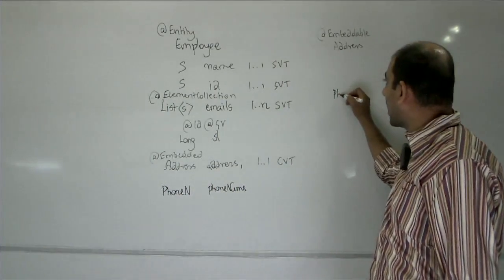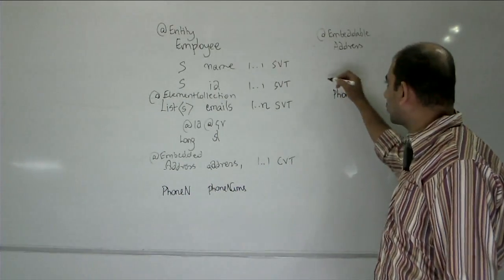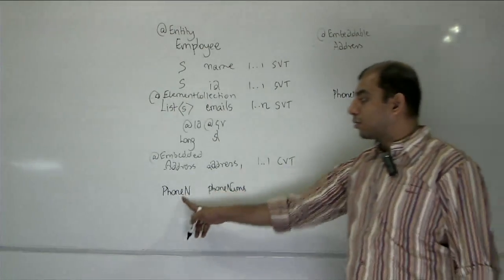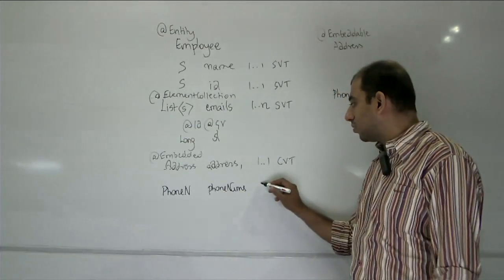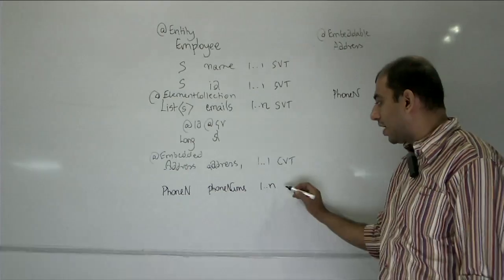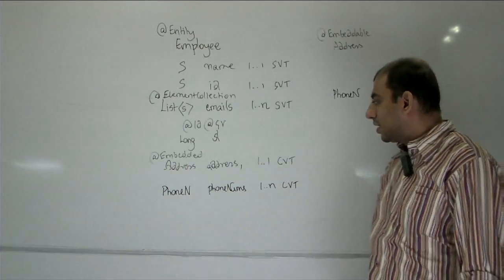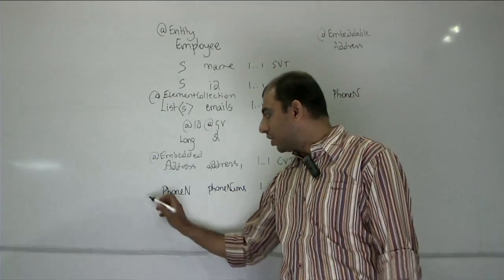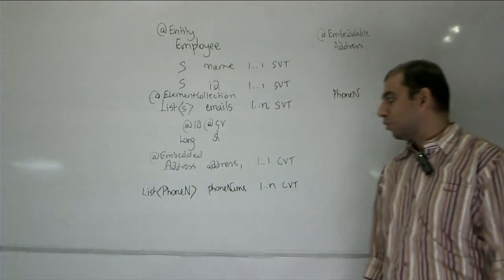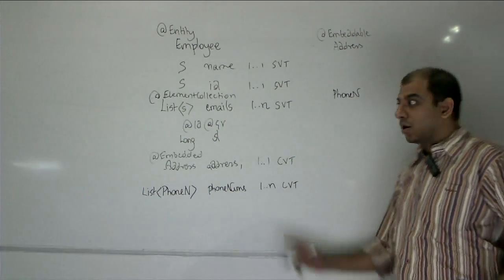So the phone number class is also not an entity. It cannot exist on its own. Which means where we want to store this information is with respect to employee itself, isn't it? So what is the relationship? 1:n complex value type. Because it is 1:n, what should be the data type? It should be a collection typed to phone numbers. Correct?